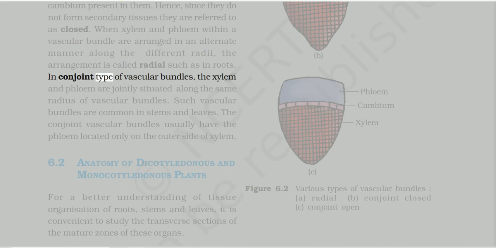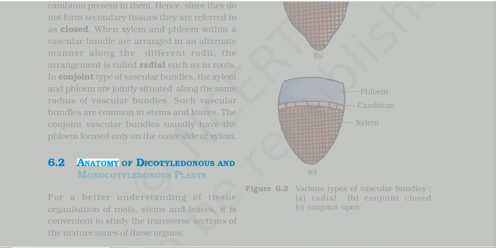In conjoint type of vascular bundles, the xylem and phloem are jointly situated along the same radius of vascular bundles. Such vascular bundles are common in stems and leaves. The conjoint vascular bundles usually have the phloem located only on the outer side of xylem.